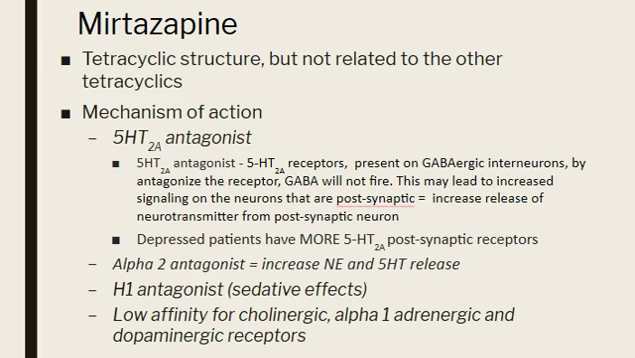Typically, remember, depressed patients often have more 5-HT2A postsynaptic receptors. But moreover, the drug also is an alpha-2 antagonist, so it increases norepinephrine and serotonin release. It's an H1 antagonist, producing sedative effects. And it has low affinity for cholinergic, alpha-1 adrenergic, and dopaminergic receptors. And so, of course, mirtazapine is a very sloppy drug from a pharmacokinetic or pharmacodynamic profile, but clinically very useful.